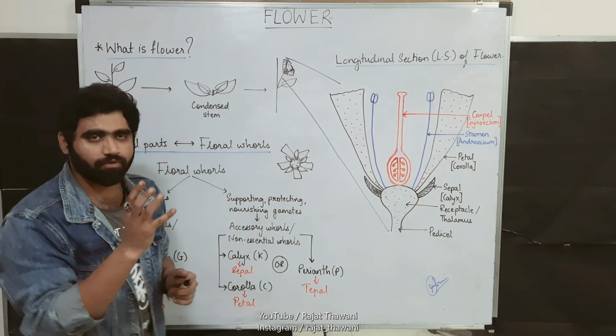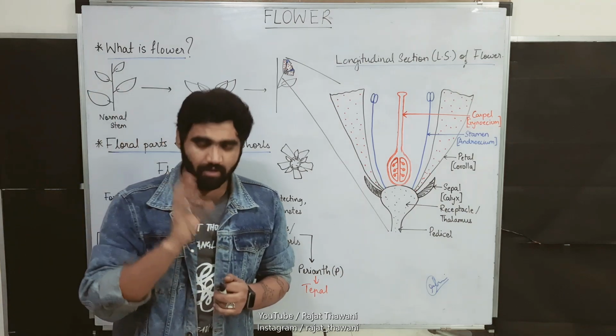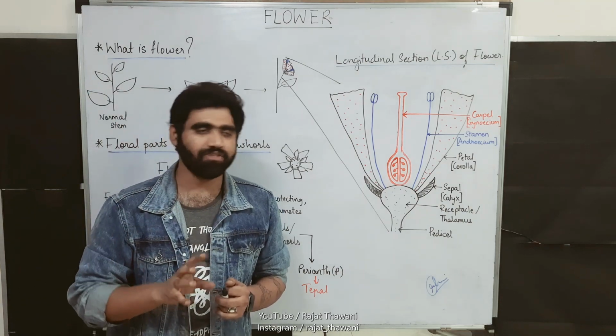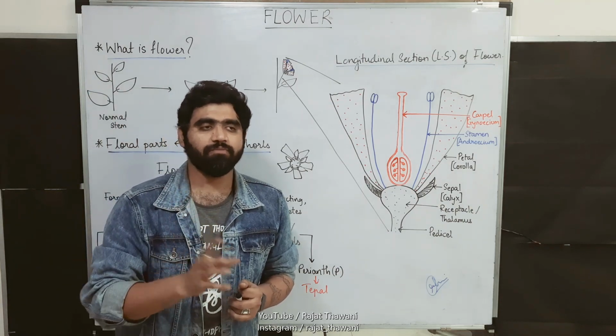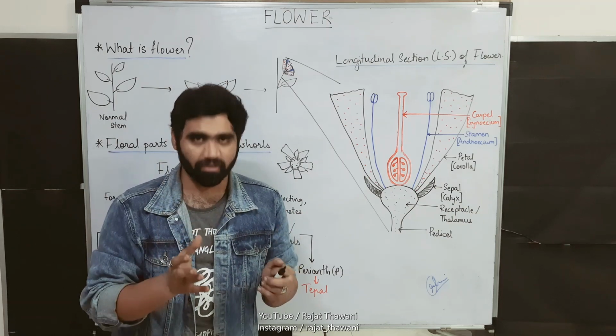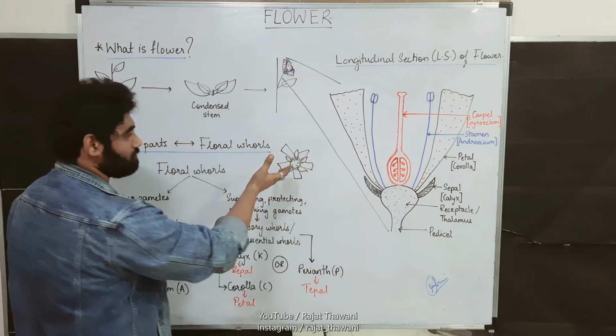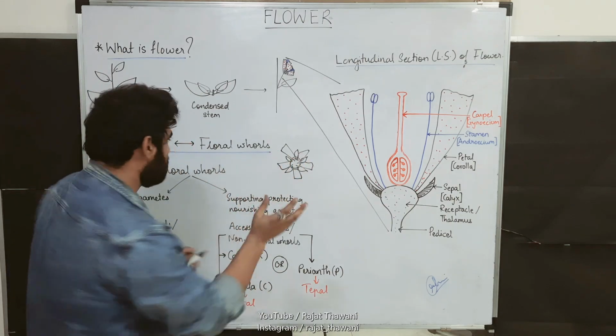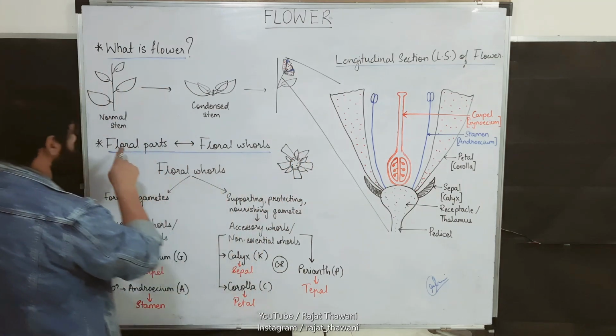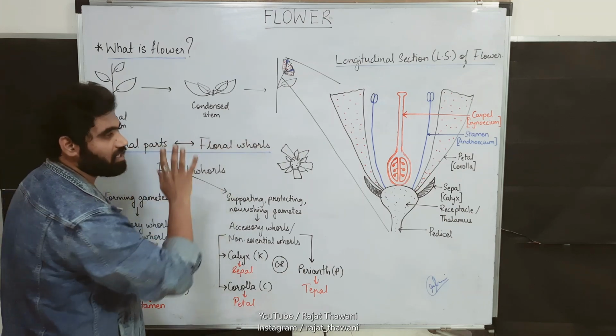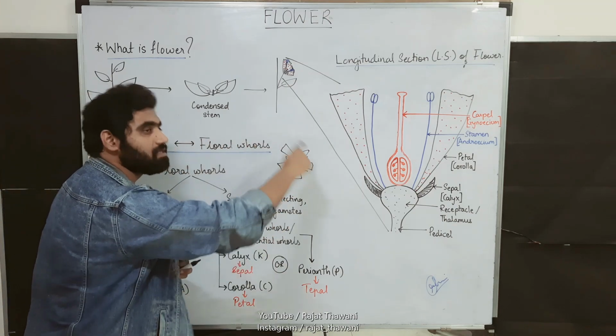You must have heard about Whirlpool. Whirlpool is a company which produces electronic goods. But whirlpool actually means a tornado inside water. So it is circular, right? So that whirl comes here. Whorl, W-H-O-R-L, not W-H-I-R-L. So floral parts are called floral whorls because they are arranged in a circular manner.